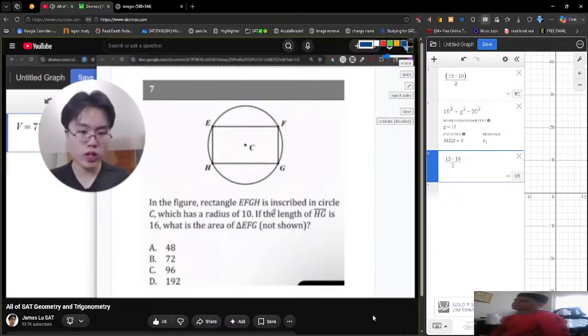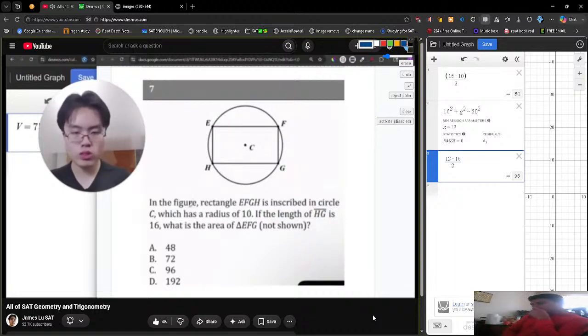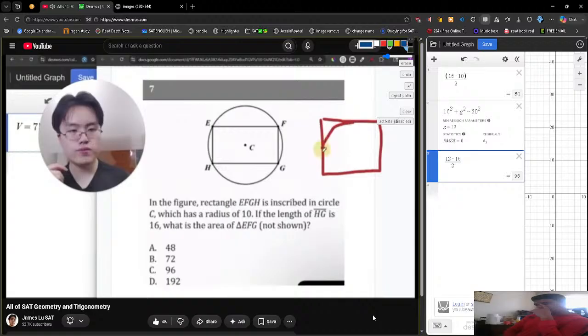Okay, there's actually a really good strategy for inscribed shapes. In the figure, rectangle EFG, so it's just this rectangle, right, is inscribed in a circle C. So basically what inscribed means is it's as big as it can be inside that other shape. It doesn't even have to be a rectangle inside a circle. It could be the other way around. Let's say there's a square and there's a circle inside the square. But inscribed shapes basically means they're touching at the max. Like this circle cannot be any bigger inside the shape.